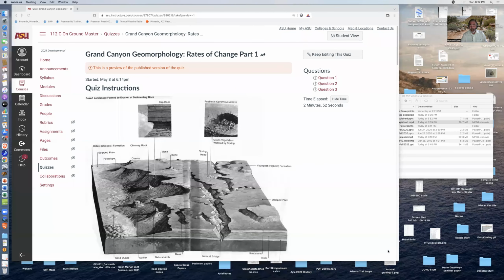Hi, my name is Ron Dorn, and I'm here to explain to you my perspective on two of the Grand Canyon Geomorphology Labs, rate of change 1 and rate of change 2. I decided to package these up together because I think they fit well together and I want them to be seamless. So I'm showing you my perspective on the labs as an instructor. This is how we've got a view of when the lab is rolled out.